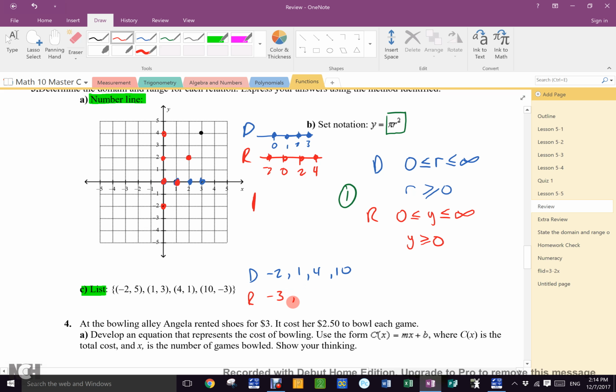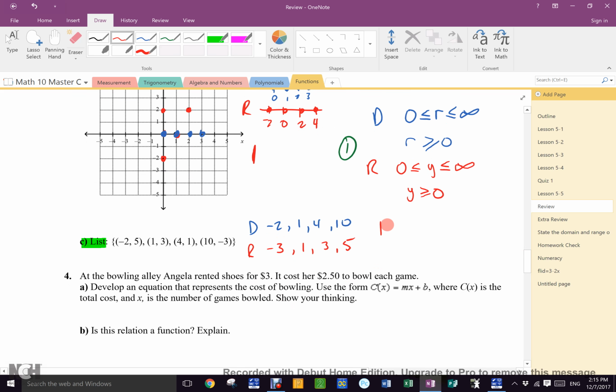-3, -3, 5. 1, 3, 5. Is he right? Yes. Yes, he is. Well done. He did not fall into the trap of keeping the ordered pairs together. Did anybody fall into the trap of keeping the ordered pairs together? Couple of you? So it goes. That's all right.